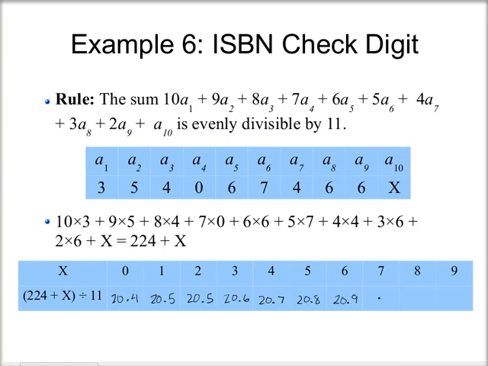For 7, I'm going to get exactly 21 with no decimal. For 8, I'm going to get 21.1. And for 9, I'll get 21.2. So here, 7 is the digit that will make this evenly divisible by 11. So my check digit A10 should be equal to 7.